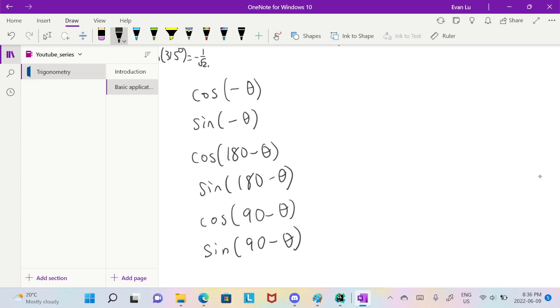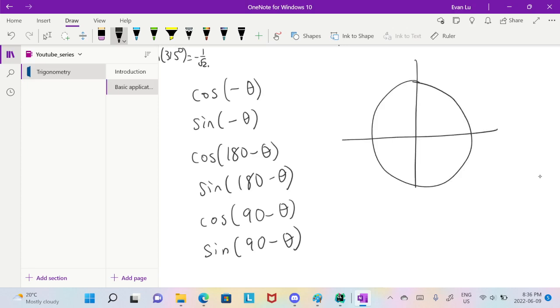If you do want a hint, look at the same thing that we did before. Ask yourself, now here's the unit circle, and here's the angle theta. What does it mean to have an angle of negative theta? What does it mean to have an angle of 180 degrees minus theta? Where is that on the circle? And what does it mean to have an angle of 90 minus theta?